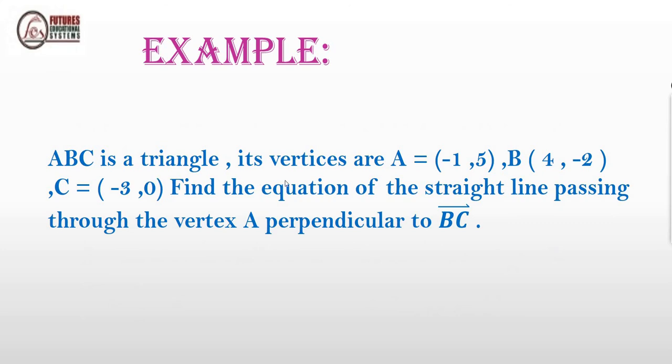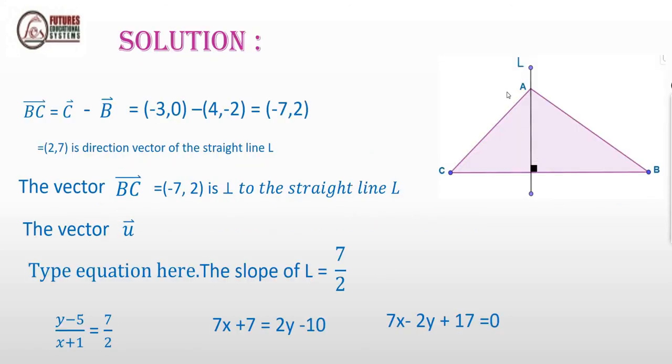ABC is a triangle. Its vertices are A (negative 1, 5), B (4, negative 2), and C (negative 3, 0). Find the equation of the straight line passing through the vertex A perpendicular to the vector BC. This triangle ABC, L is perpendicular to BC.